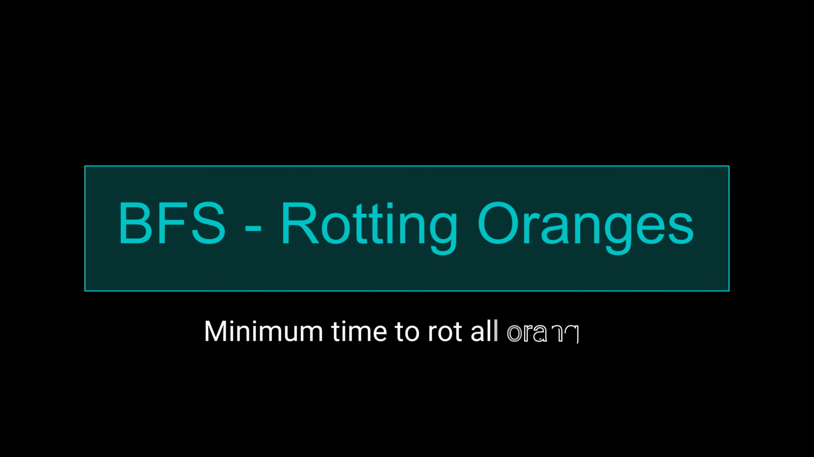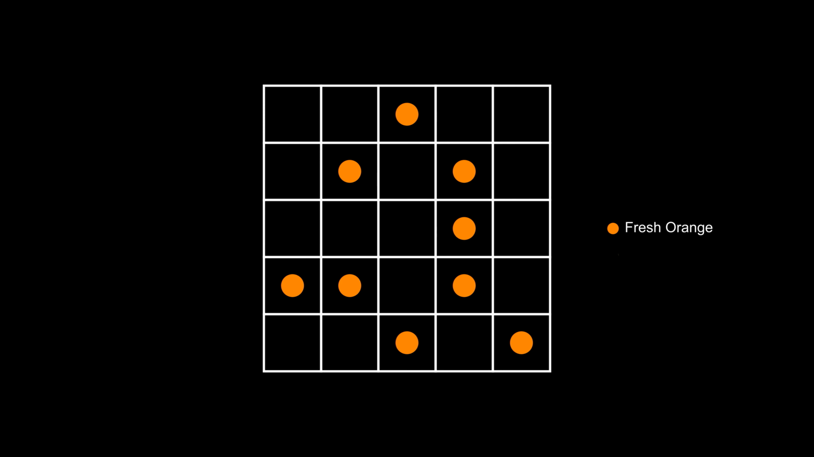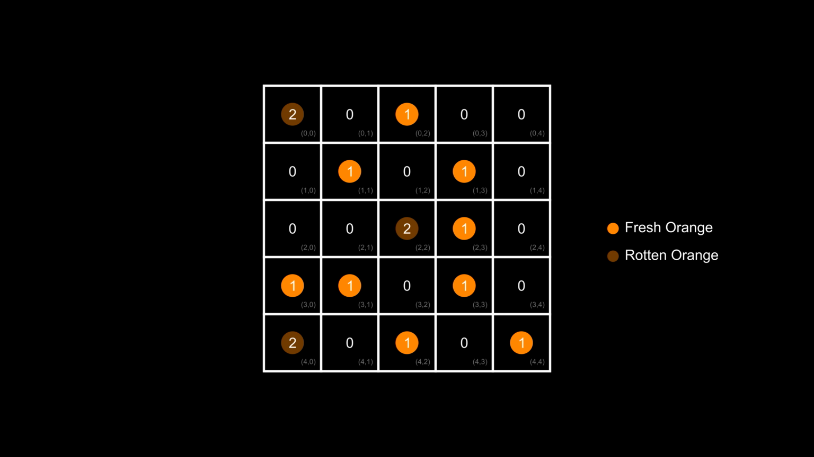In this video, we'll be discussing a simple search problem called rotting oranges. Let's get an understanding of the problem first. You are given a grid of some size, inside which you have a bunch of fresh and rotten oranges placed in non-overlapping cells. As you can see here, there can be empty cells in the grid as well.